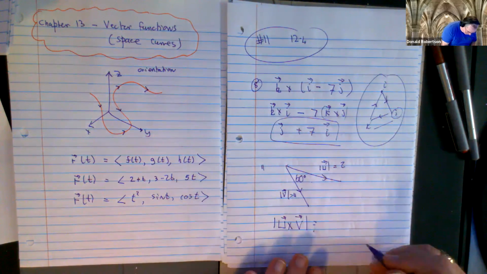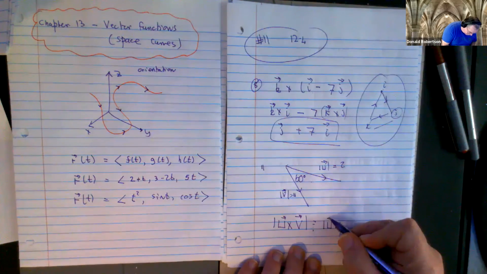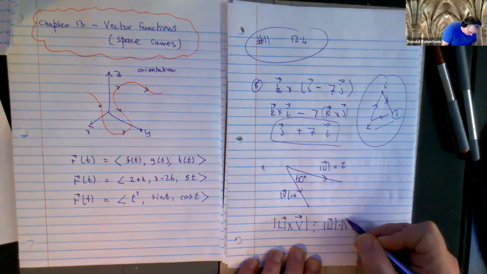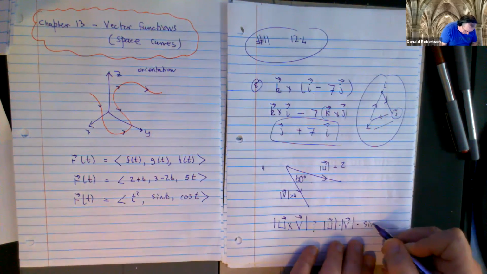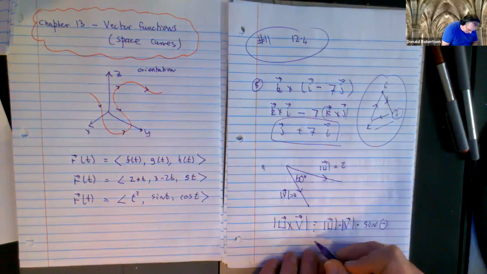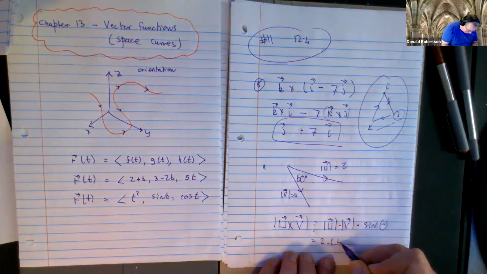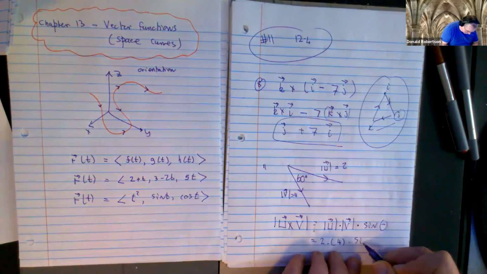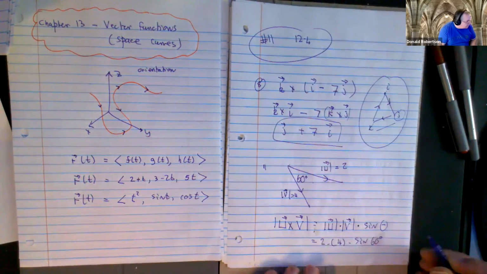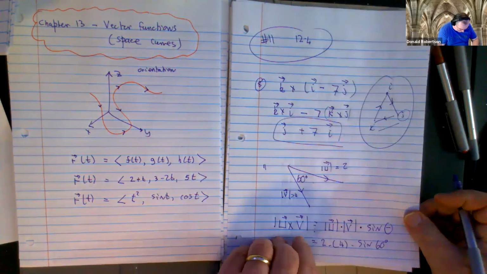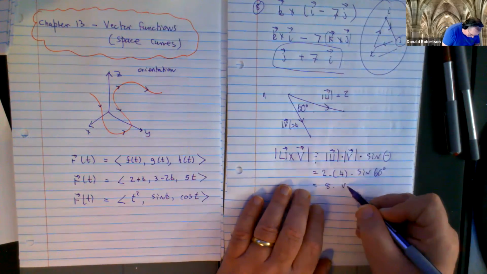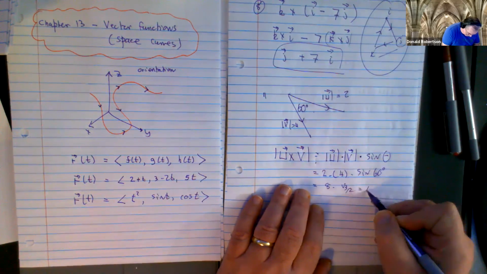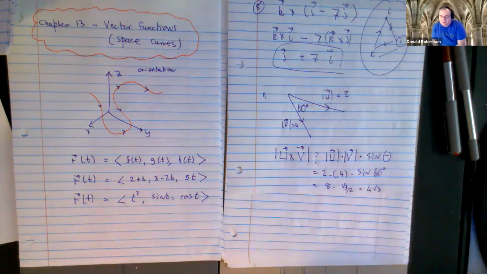Okay, what is the formula? It's the magnitude of u times the magnitude of v times the sine of the angle in between. So it's going to be 2 times 4 times the sine of 60 degrees. And the sine of 60 degrees is root 3 upon 2. So it's 8 times root 3 upon 2, and the answer is 4 root 3.